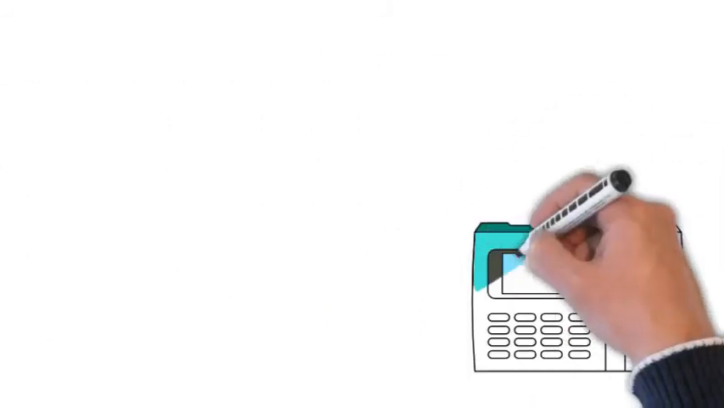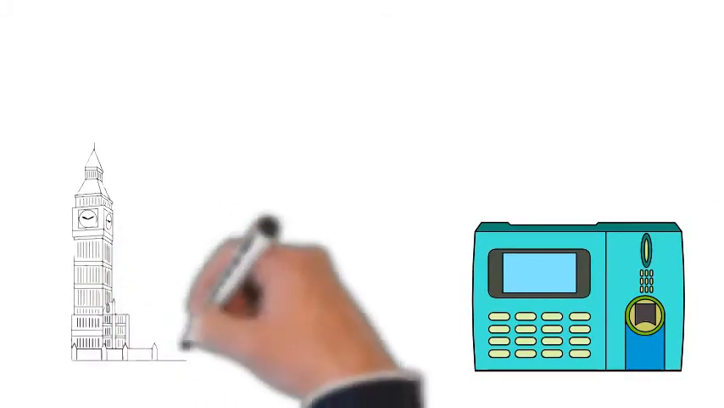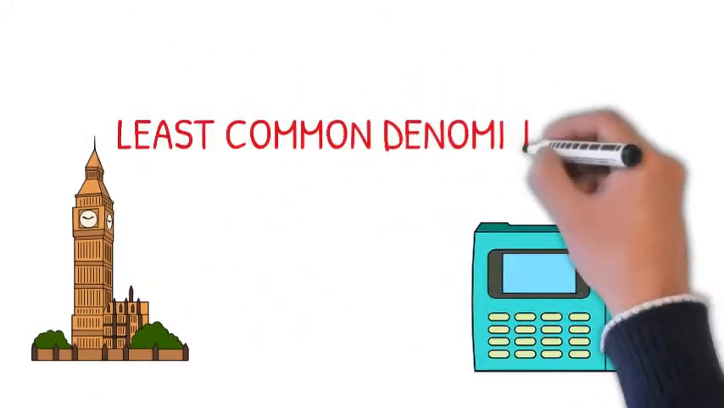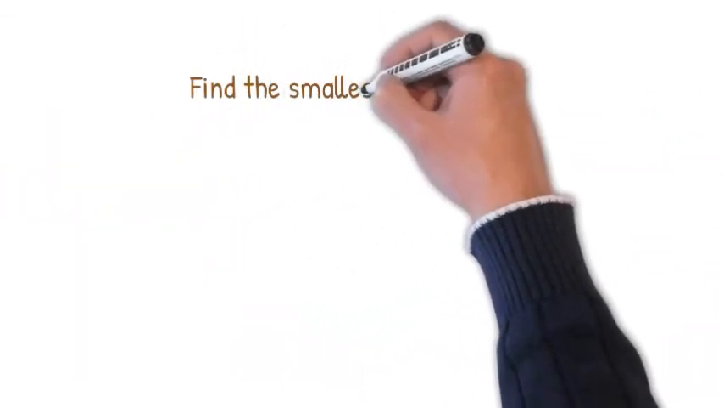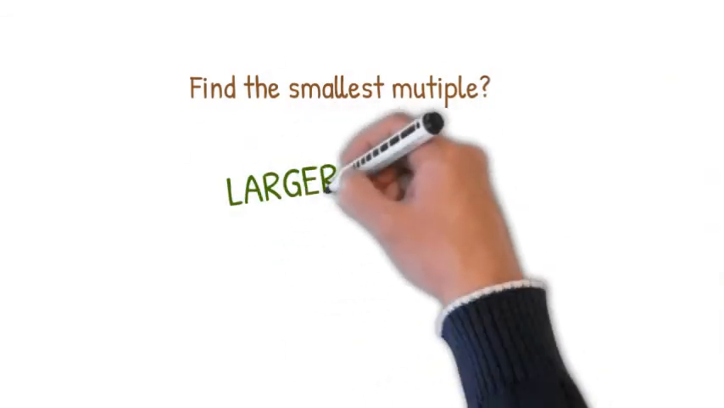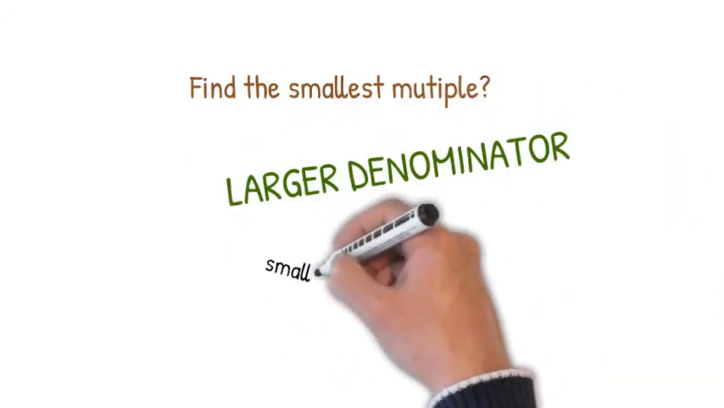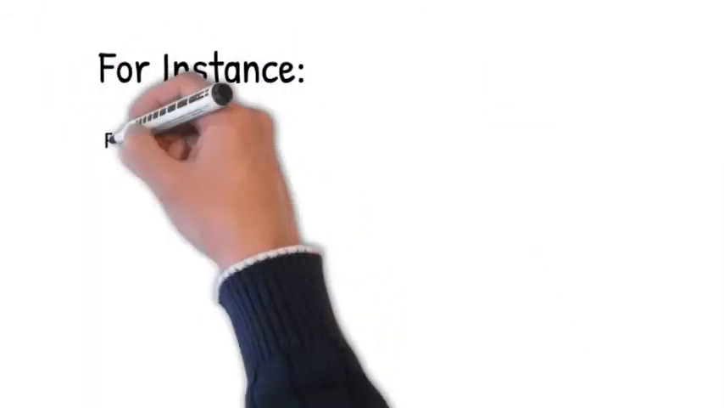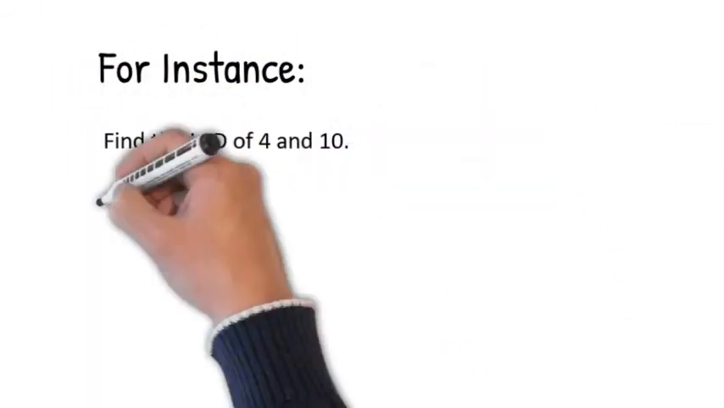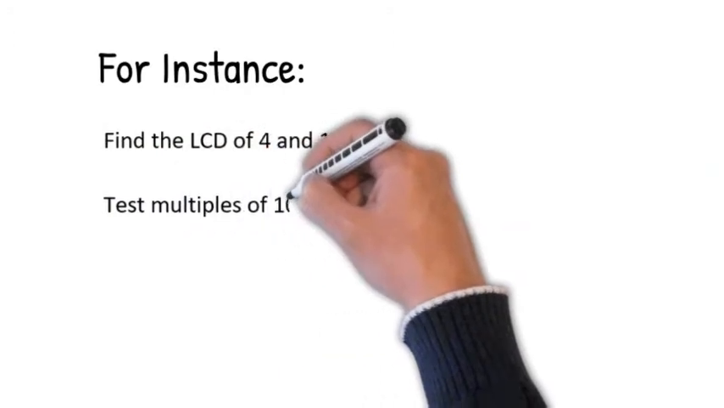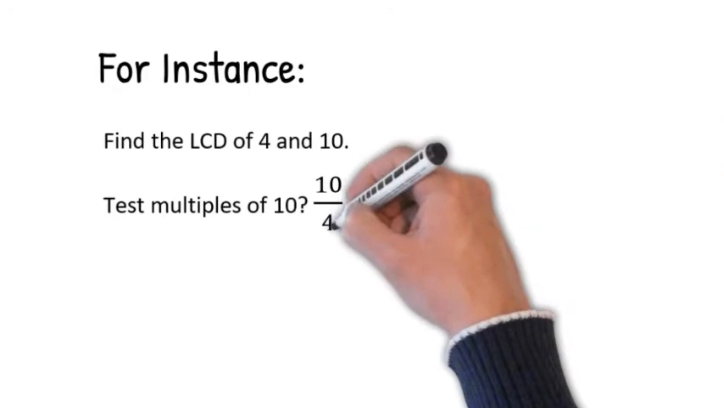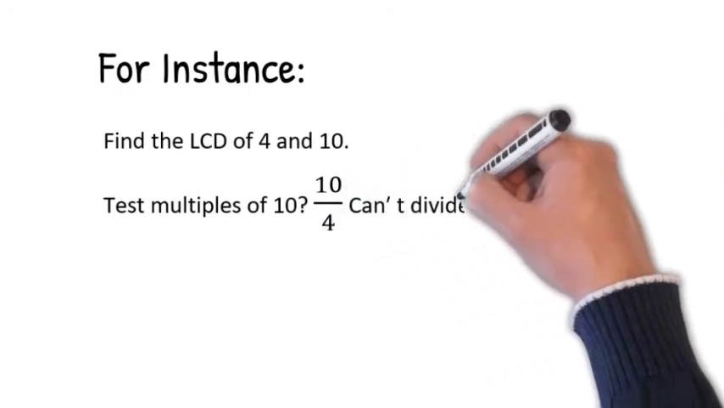Regarding adding and subtracting fractions, you will first have to find the least common denominator or LCD. There are several ways to find the LCD. One way is to find the smallest multiple of the larger denominator that you can also divide by the smaller denominator. For instance, find the LCD of 4 and 10. The procedure is to test the multiples of the larger number and divide it by the lower number. If the quotient is a whole number, then it is the LCD.